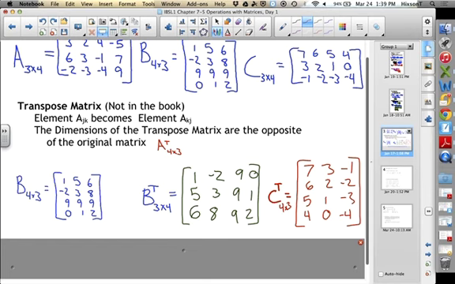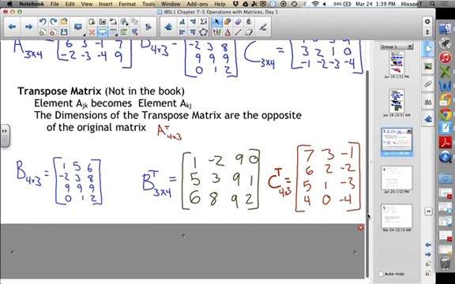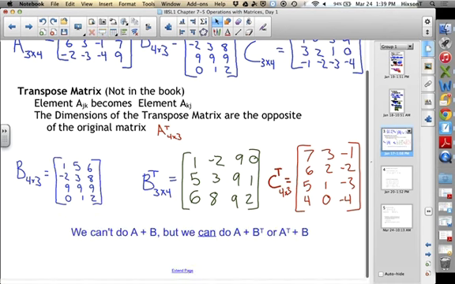And why do we do this? Because remember, we couldn't do A plus B because their dimensions were different. However, if we transpose either one of those, we can add it to the other one. A plus B transpose we can do because they're both 3 by 4 matrices. We could do A transpose plus B because those are both 4 by 3 matrices.